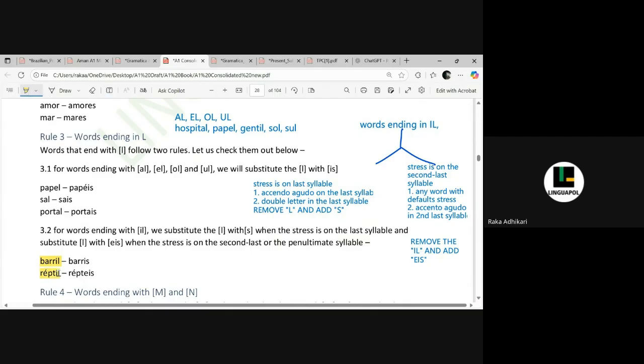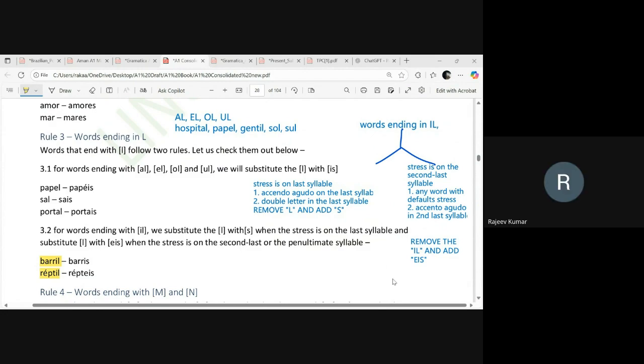Heptiu. Where is the stress in this word? Which part seems extended to you? Heptiu. Accento agudo is there. Definitely, accento agudo is there, so it's a no-brainer. Wherever there is accento agudo, the stress will be there only. So is it the second last syllable or the last syllable of the word? Second last one.